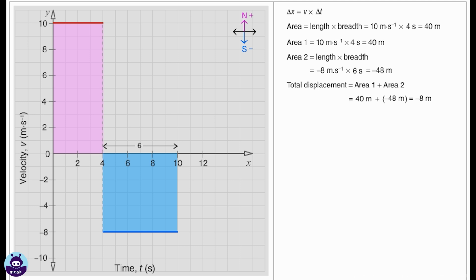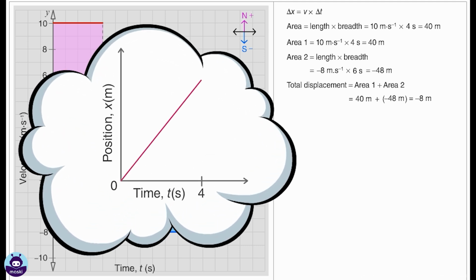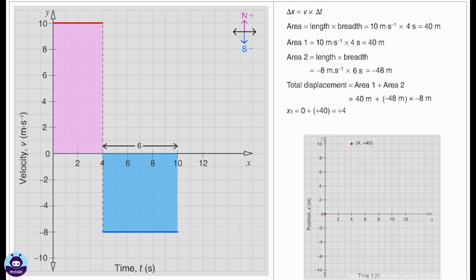The graph of position versus time can be drawn. We need to choose the origin. Let the original position of the object at t equals 0 second be the origin. Since it is motion under uniform velocity between t equals 0 second and t equals 4 seconds, the graph will be a straight line with a slope. We know the position at t equals 4 seconds is plus 40 meters.